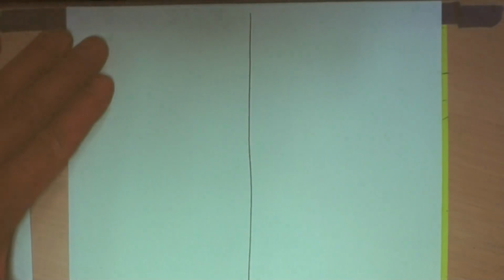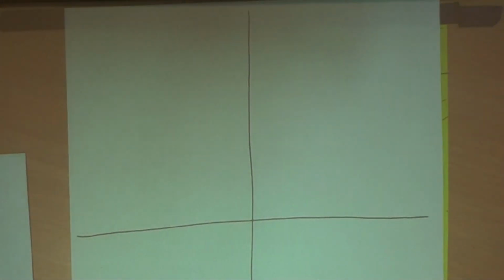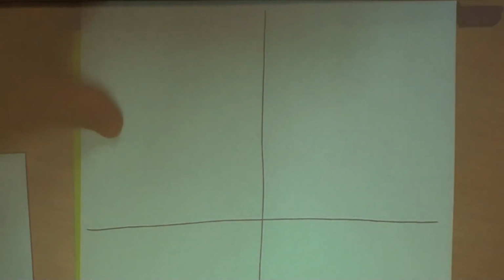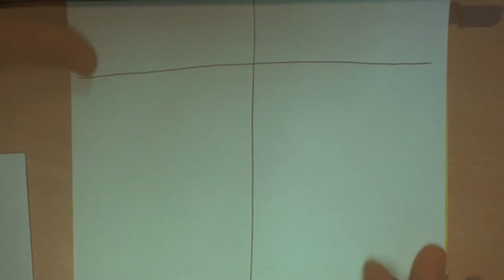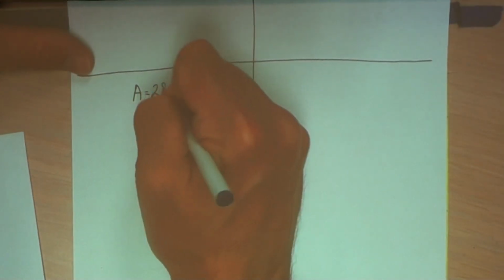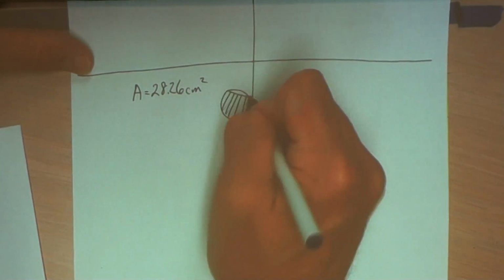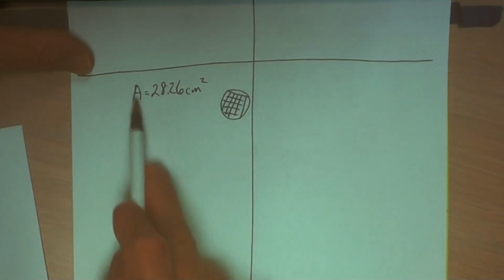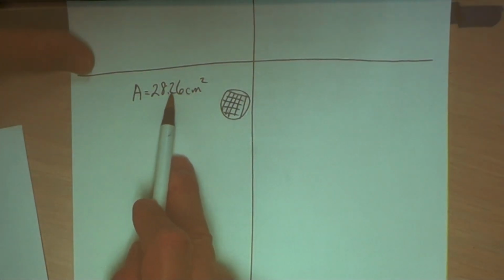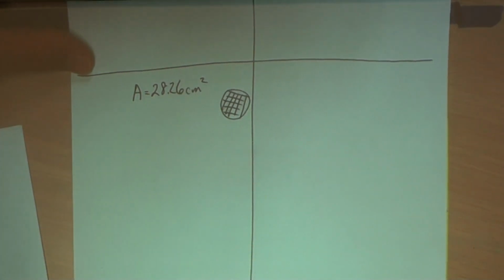So the fourth type of problem we'll examine concerning circles is what happens when I am given the area and I am asked for one of the other values. For example, if I am told that the area of a circle is equal to 28.26 centimeters squared, I can use this information to work backwards and to find the radius, the diameter, and the circumference.